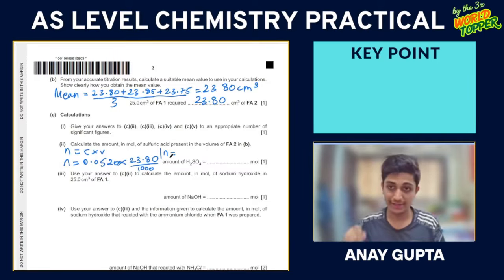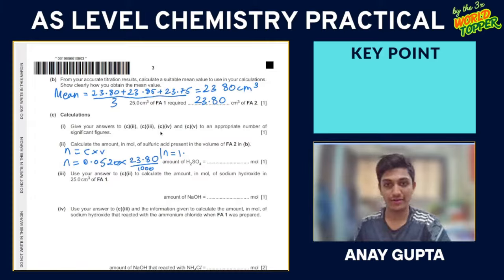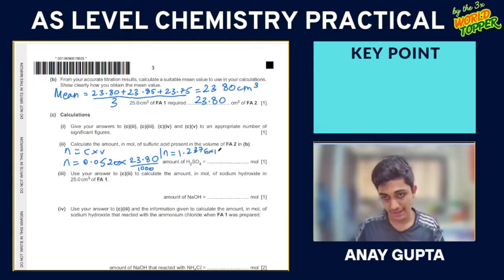Now, I just need to round it to an appropriate number of significant figures. I can give it to 3 significant figures, or I can give it to 4 significant figures. Okay, I'll give it to 3 significant figures. So 1.2376 times 10 raised to minus 3 is approximated to 1.24 times 10 raised to minus 3 mole. Okay, so 1.24 times 10 raised to minus 3.